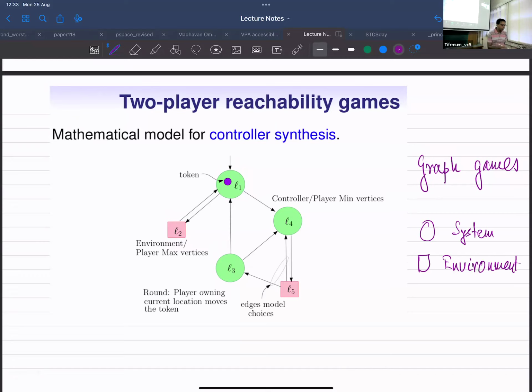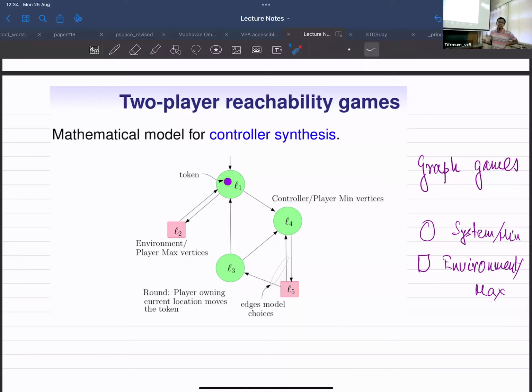Right? And I will also call it maybe sometimes mean. This is maybe a max player, but essentially they're the same. It's a zero-sum game. And the way I can think of this is like there is a token which is initially placed in the initial state. So there is a token which is placed here.